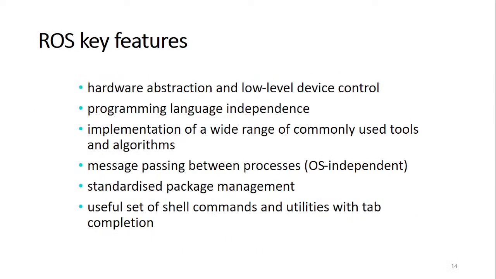ROS key features include hardware abstraction and low-level device control, and programming language independence. Another thing about programming in ROS is that you can use multiple programming languages: Python, C++, or Java, and other languages such as XML. You may need to use multiple languages to make a single ROS application, and all these things need to be integrated. So it is not dependent on one single language, and it doesn't have to be written in a particular language.